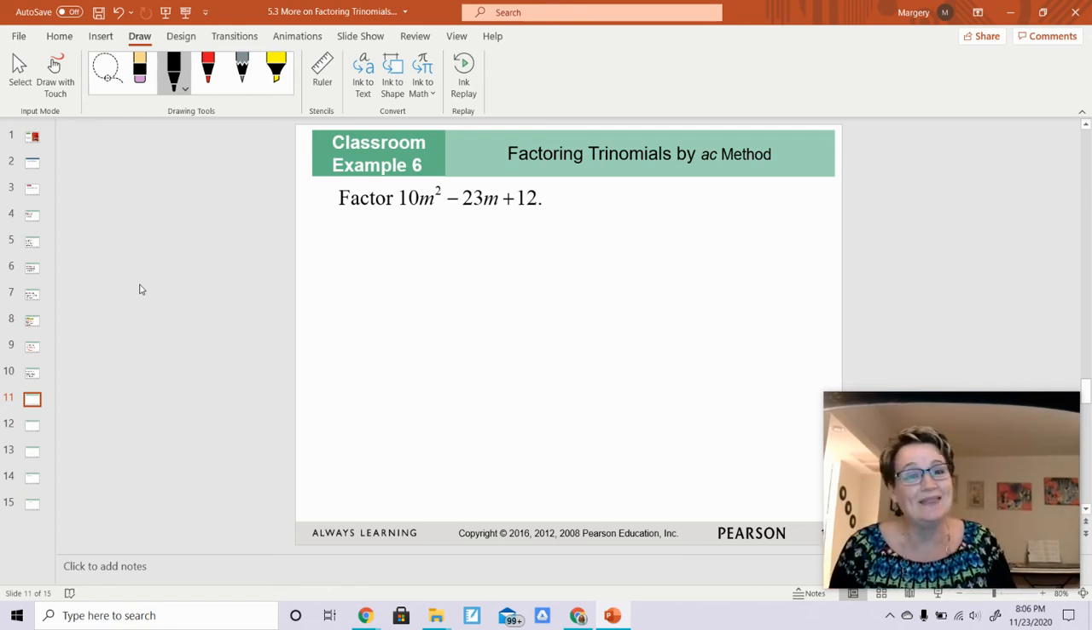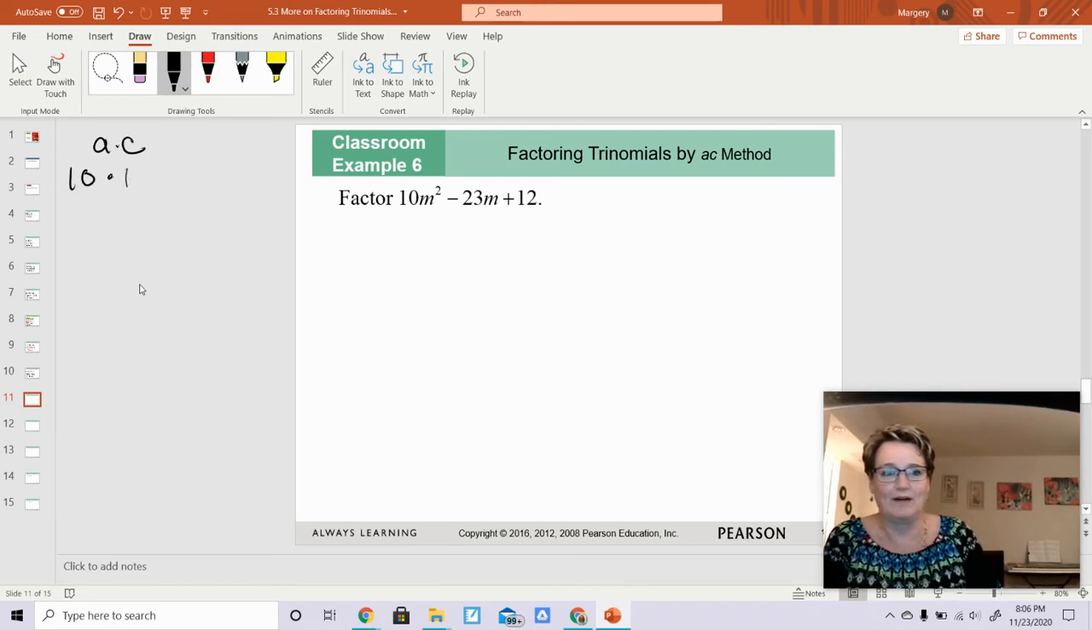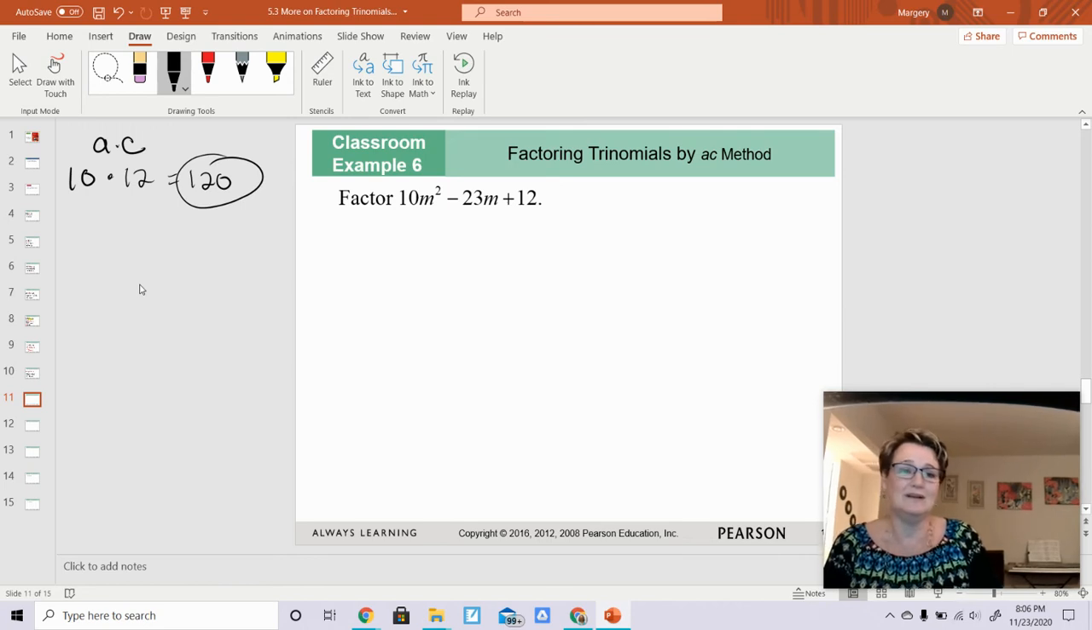All right, next one. These share nothing. So I have AC. My A is 10. My C is 12. That gives me 120. Now, 120 is my targeted number. Now, I have no clue. 2 times 60, that's too big. 40 times 30 is too big.